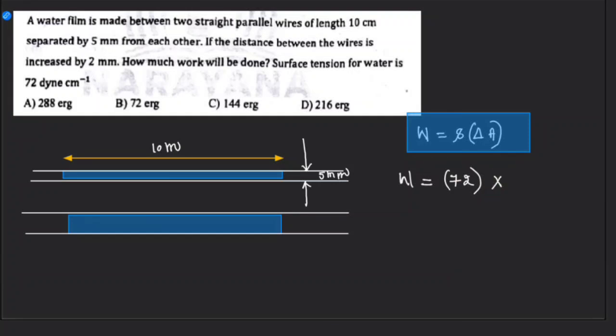So delta A will be equal to length into change in the width, so L into dx. Since it is a film, you could say into 2. 72 is the surface tension, L into dx is the area, into 2 because of the film, so it will have two surfaces. Therefore this work done will be equal to, if you do all the calculation, 288 ergs. Right? And one more thing here, you have to convert this 2 millimeter into centimeters. So that will be equal to 0.2. So if you do that, you will get W is equal to 288 ergs.